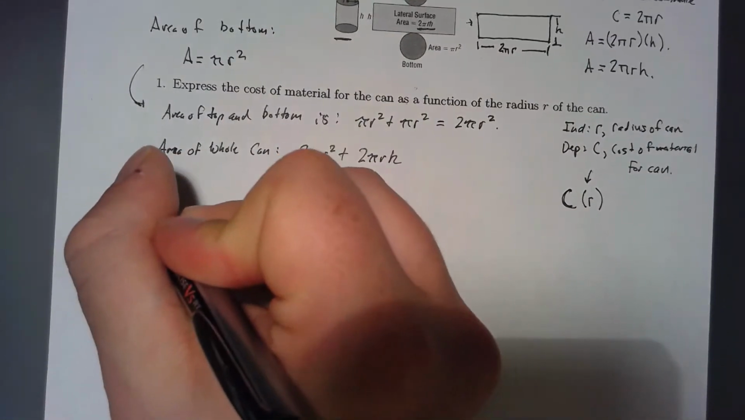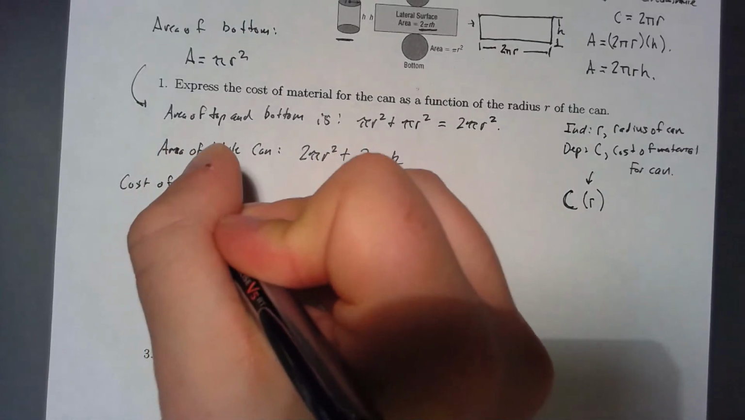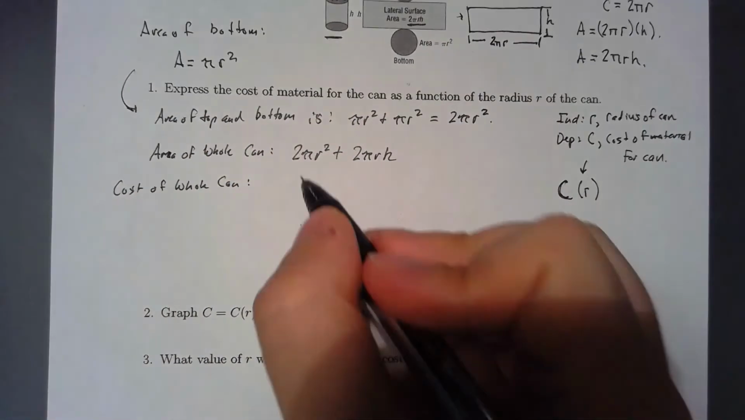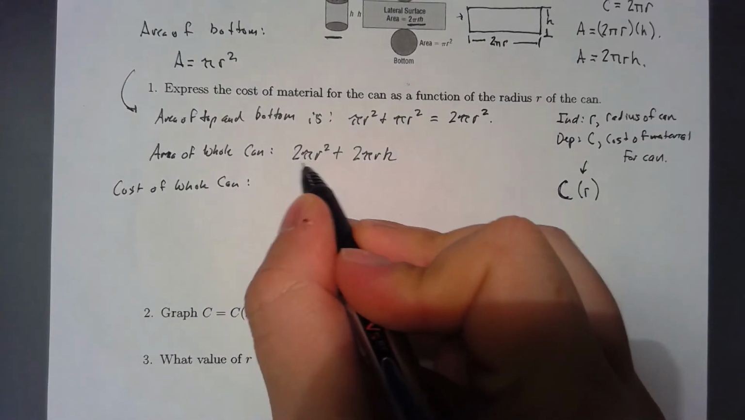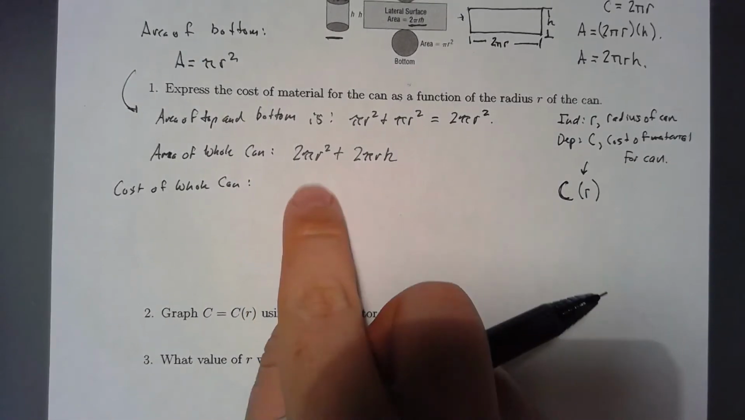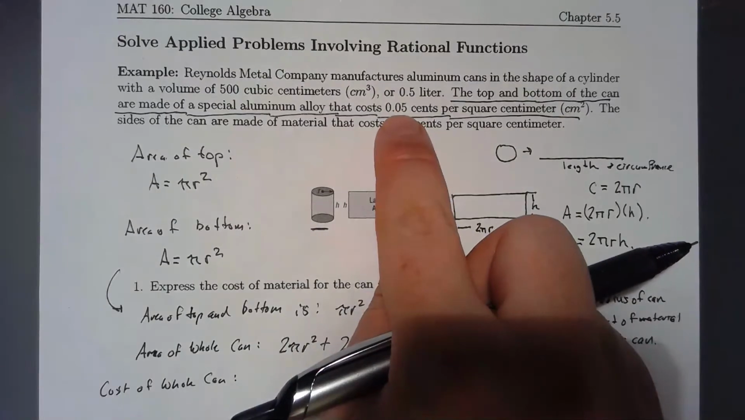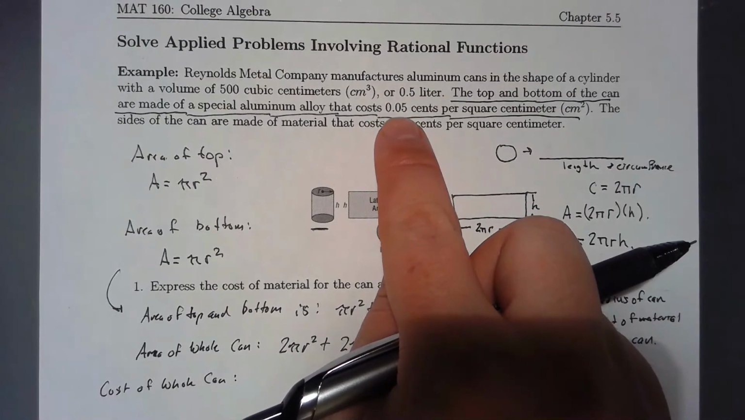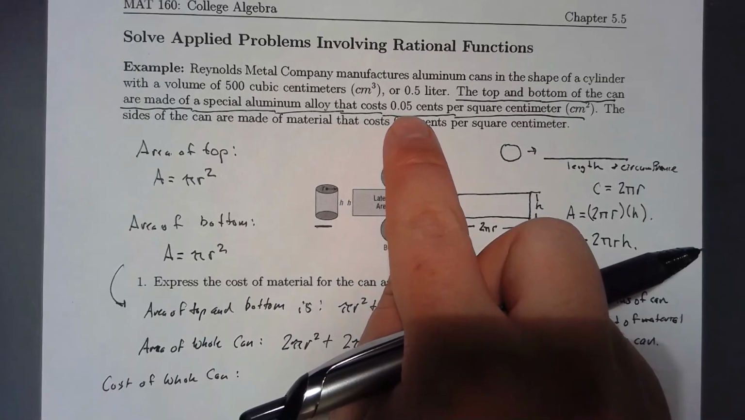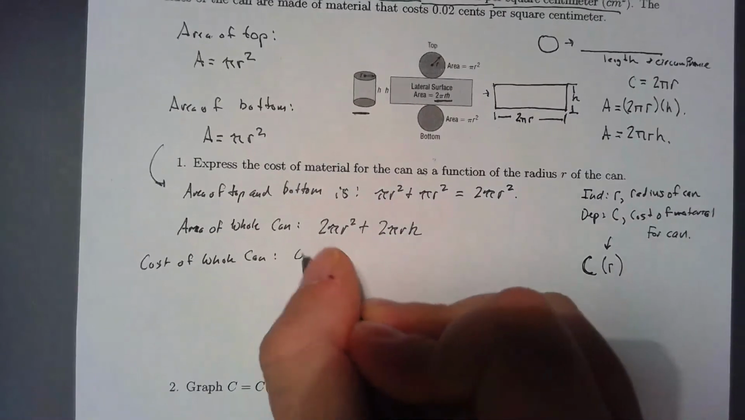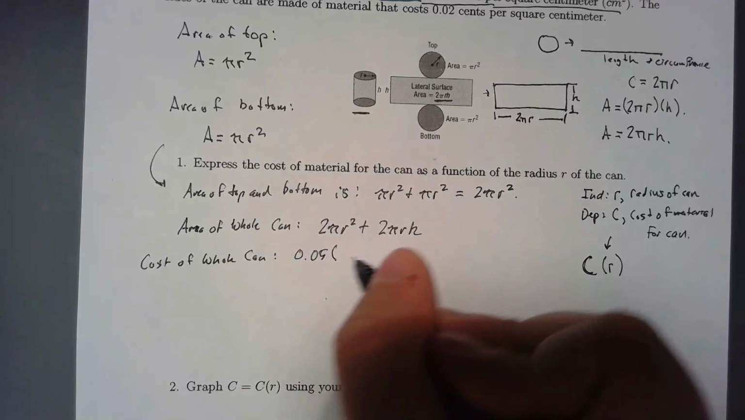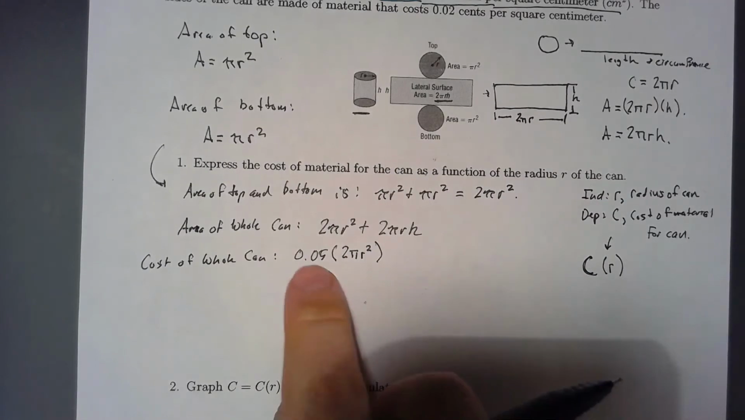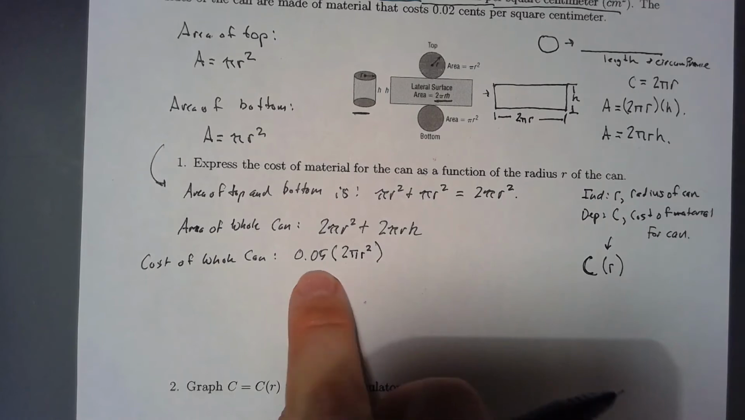So the cost of the whole can will be, so this is the area of the top and bottom of the can. I'm going to multiply that by the cost of the top and bottom of the can, which is 0.05 cents. So that's going to be 0.05 times 2 pi r squared. That's the cost of the top and bottom of the can.